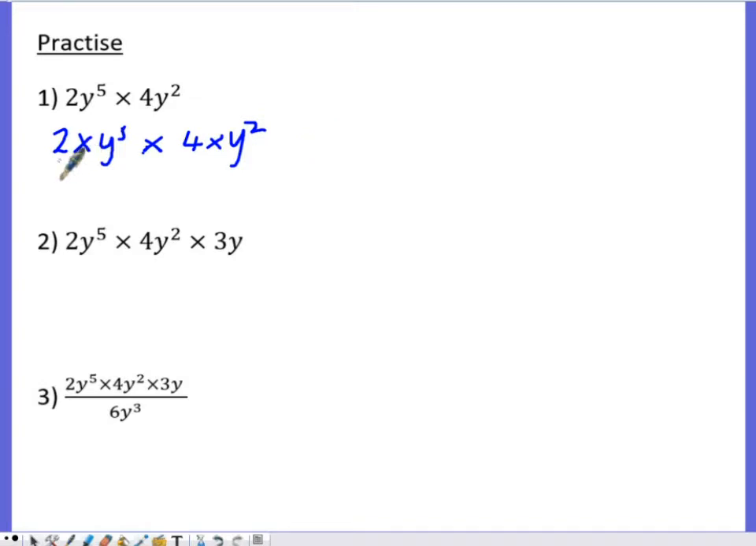If you take the standard numbers 2 and 4, when you multiply them together, you get 8. Now take the y's. You've got y to the power 5 times y squared, and as we said earlier, the shortcut is adding the powers together. 5 plus 2 is 7, so we get y to the power 7. So your final answer is 8y to the 7.